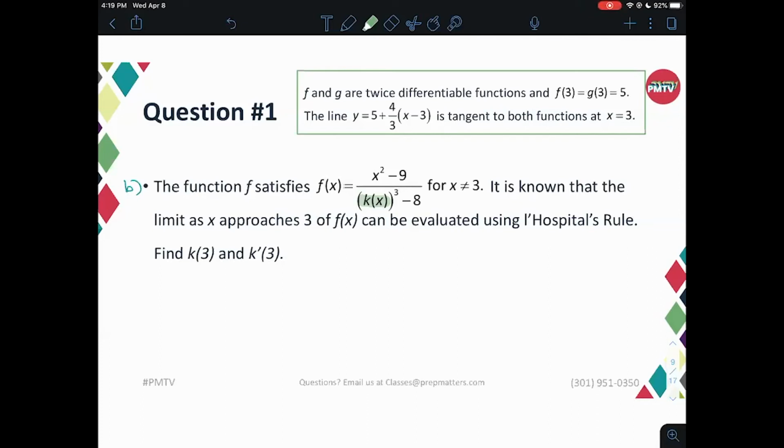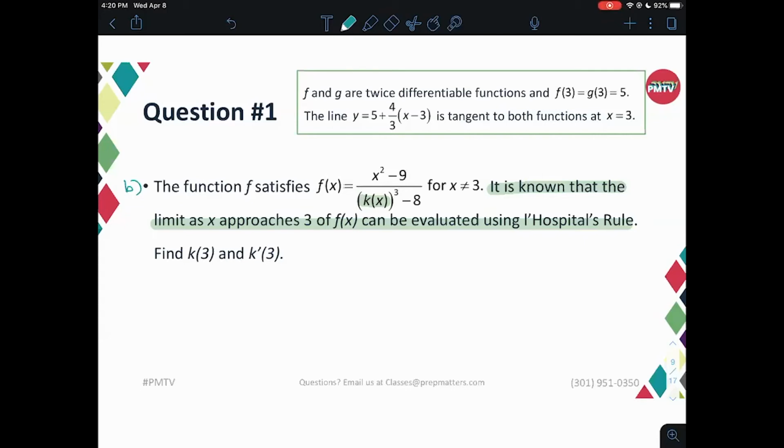So this is the key for this question. It is known that the limit as x approaches 3 of f of x can be evaluated using L'Hopital's Rule. Find k of 3 and k prime of 3. All right, in order to do this, we are absolutely going to have to use limits, since we're being told that L'Hopital's Rule is going to apply. That's a key that we're being thrown into this limit situation. So let's look at what we know and look at what we can write out here.